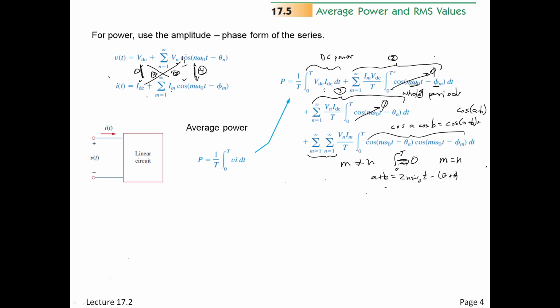But as soon as we integrate, what does this leave us? Across whole periods, we have 0 for the A plus B case. For the A minus B case, A minus B will be equal to n omega 0 t minus n omega 0 t, and then however you want to do this, minus theta sub n plus theta sub n.